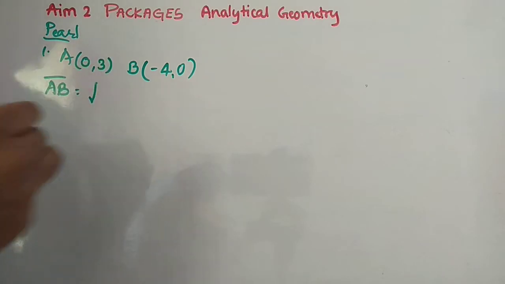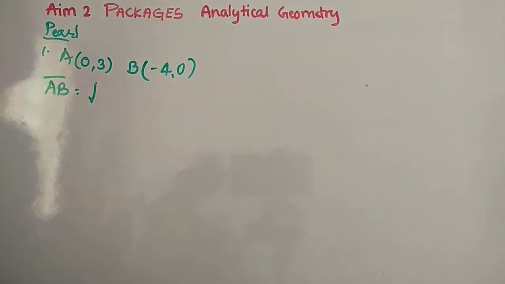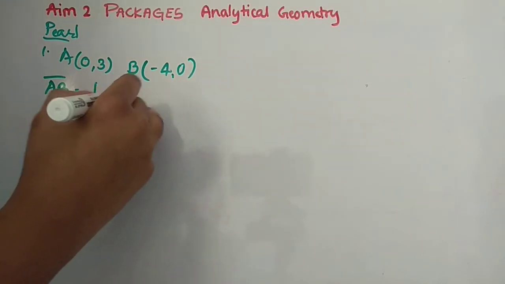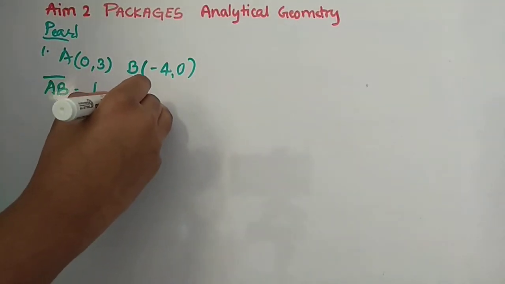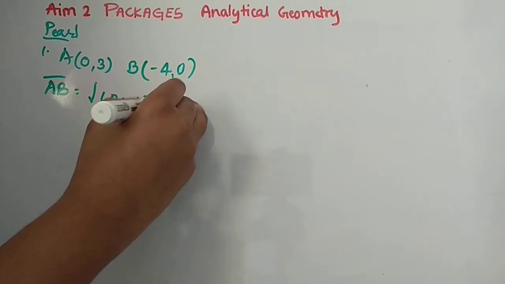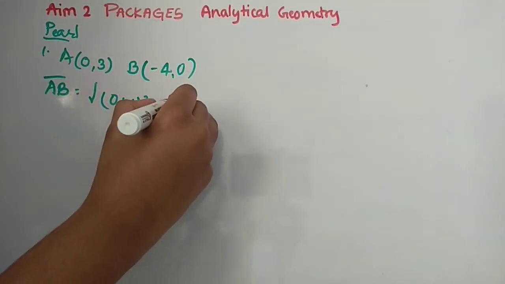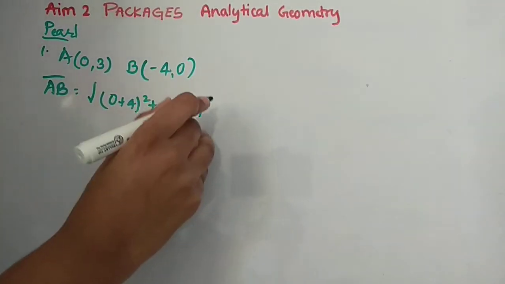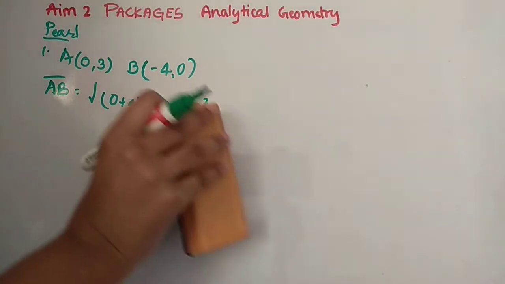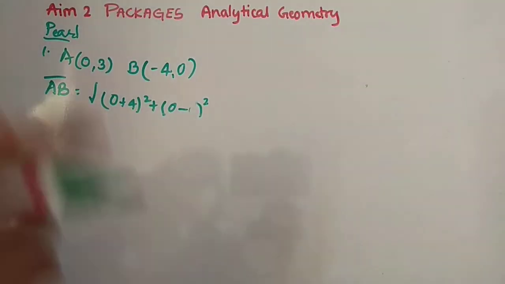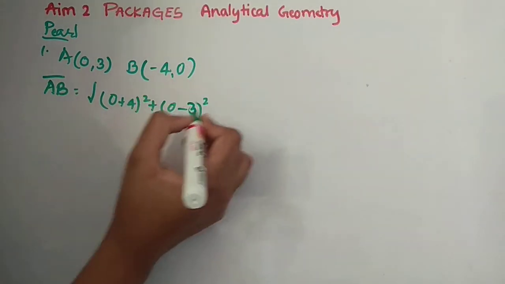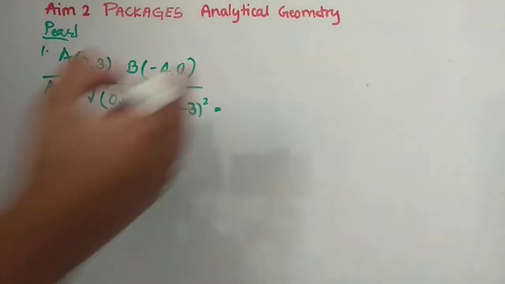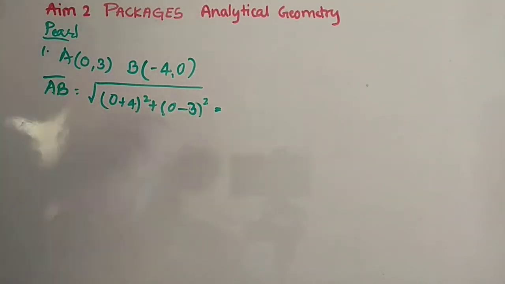AB bar is nothing but root over (x2 minus x1) whole square plus (y2 minus y1) whole square. So substitute over there. Now 0 minus of minus 4 will come. Now you can directly write it as plus 4 whole square plus y2 is 0, so 0 minus 0. Sorry, 0 minus 3. I'm sorry, I have done a mistake. 0 minus 3 whole square. Now finding this, 0 plus 4 is 4 square only.